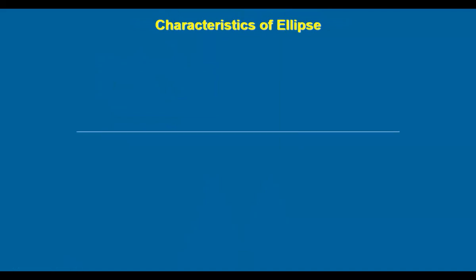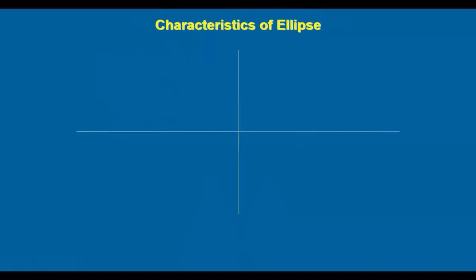These curves are differentiated with the help of a parameter called eccentricity. When the eccentricity is less than 1, we call it an ellipse. When it is equal to 1, parabola. Greater than 1, hyperbola. Let us start with the ellipse, and see what its characteristics are.